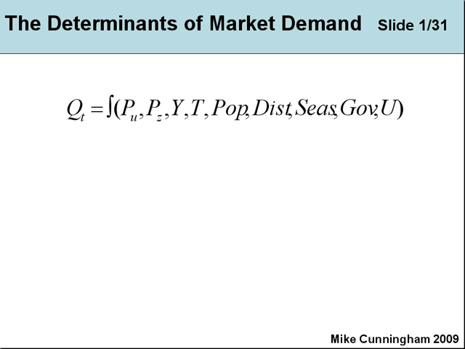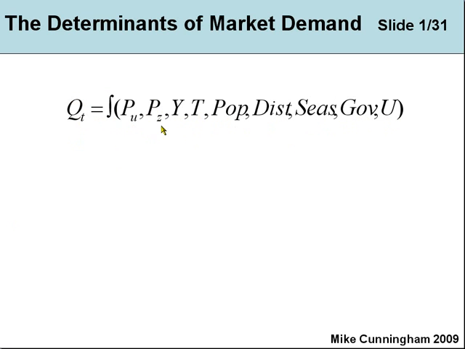So what we're going to say here is, I'll just move the cursor onto the slide. We're going to say here that the quantity demanded, QT, per unit of time, per week or per day or whatever, depends on the price per unit and the price of alternative goods or related goods. It also depends on all of these other factors that we'll discuss later: income, taste, population, distribution of income, seasons, government, and so on.